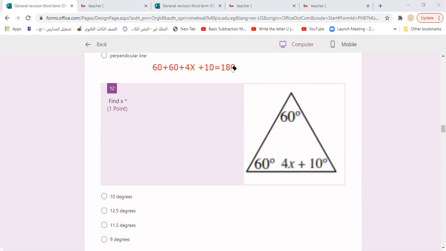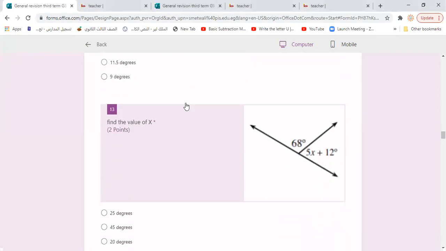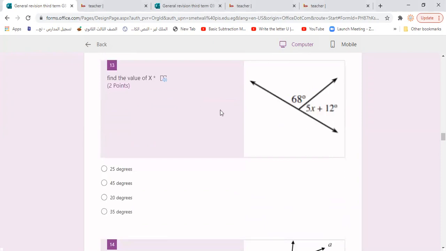Any question about this part? So what is the right answer here? It was how many? 12.5. The second one. 12.5, exactly. Let's move to the next question.